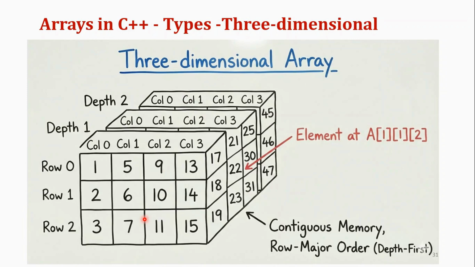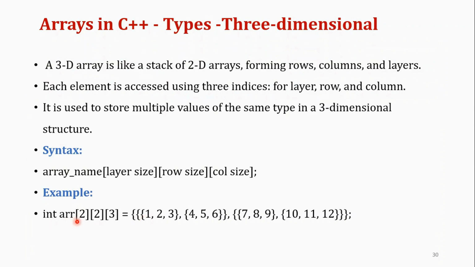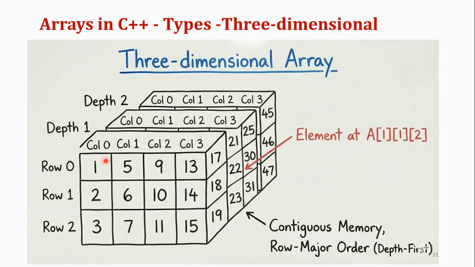For this also you can use a layer number, row number, and column number to represent the element. For example, the element at this first location, I can say, is layer 0, row 0, column 0.